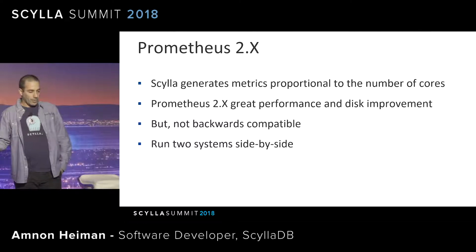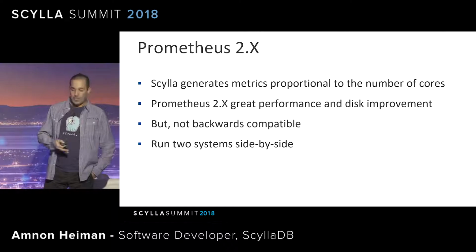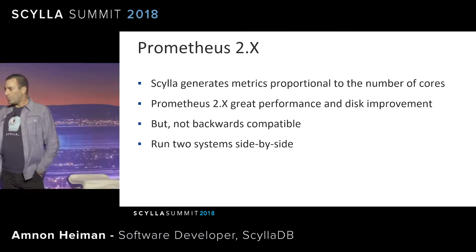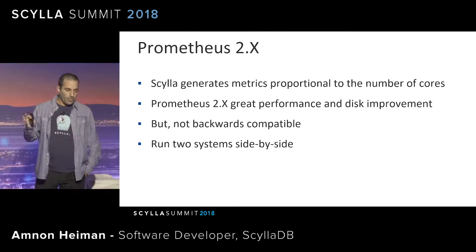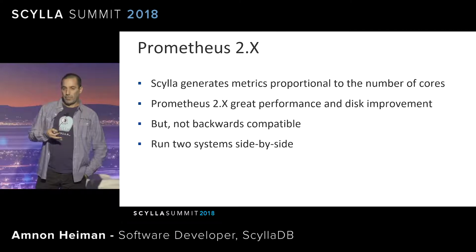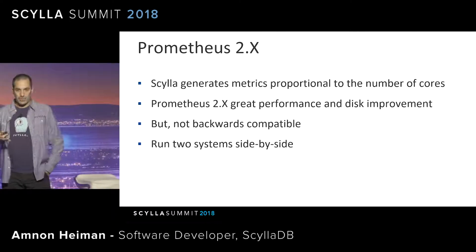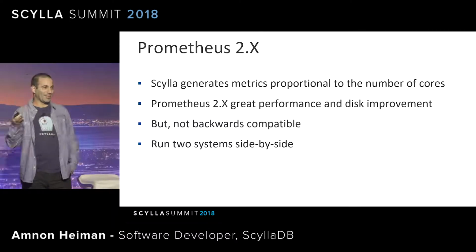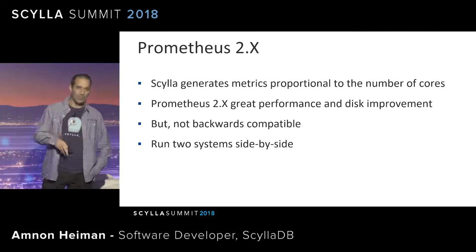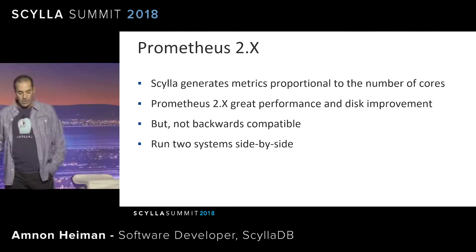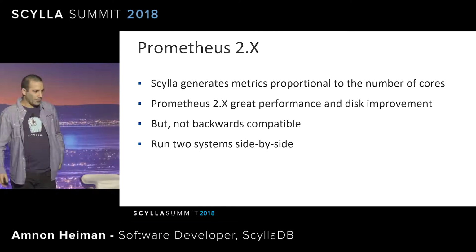We switched to Prometheus 2.3. It comes with a great improvement in both performance and disk space. So there is one problem. It's not backward compatible. So the upgrade is not trivial, but it's possible. The information on how to do that is part of our Prometheus documentation. We have a blog post that covers it. But in general, you run two monitoring stacks side by side and let them synchronize.